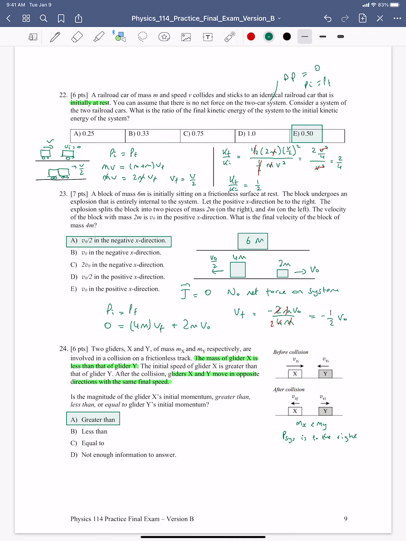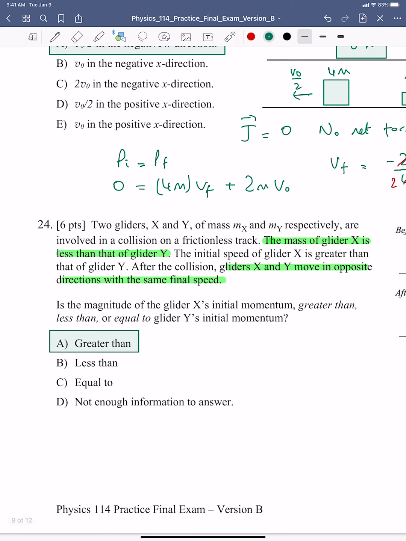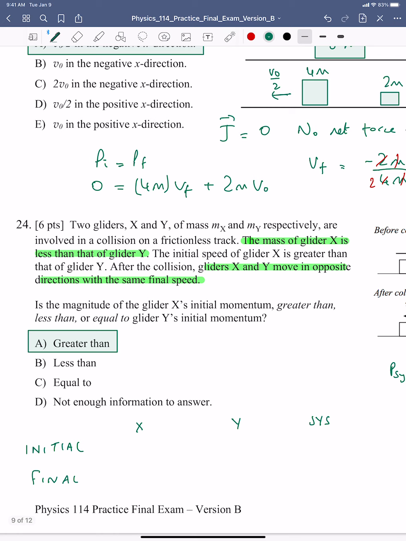Okay. So we can do, as I mentioned, the diagrams from the tutorial, just as a confirmation. So if we do initial and final, and let's do x, y, and the system, the key information is that the masses are different. x is smaller than y, but the final speeds are the same.